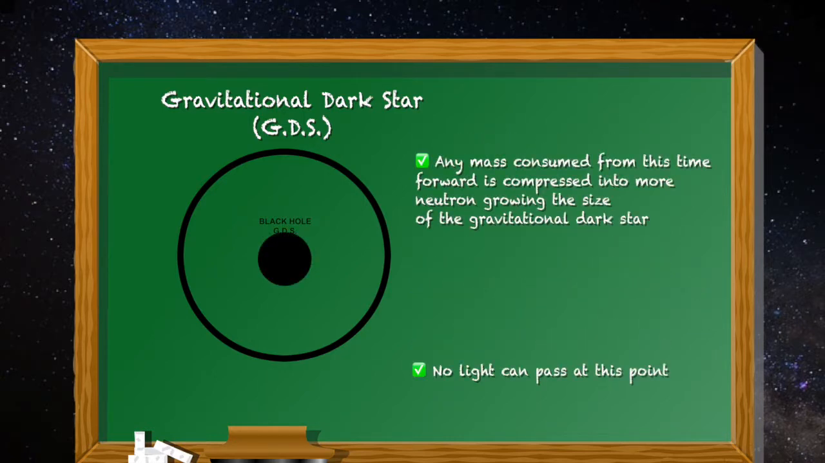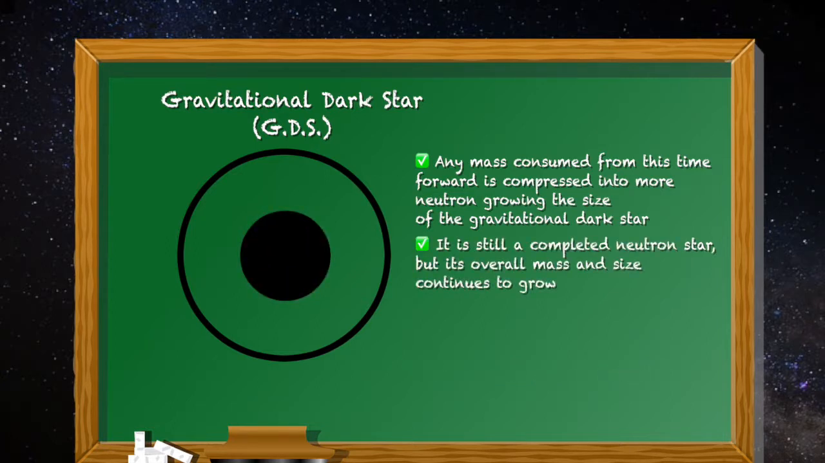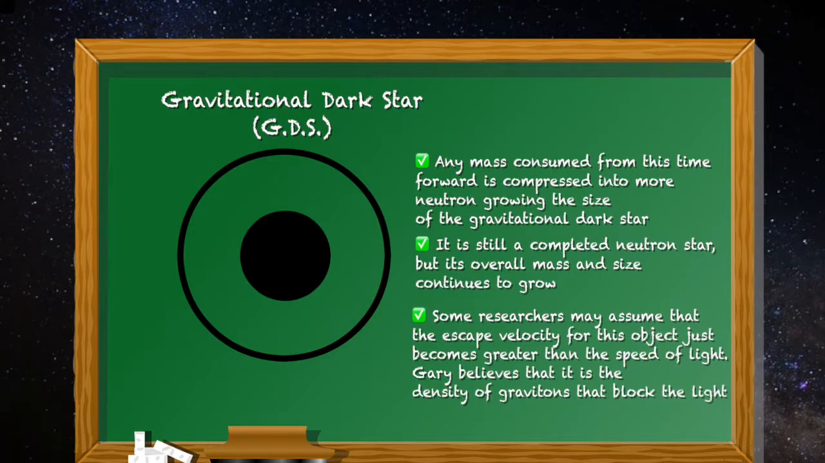Any mass consumed from this time forward is compressed into more neutrons, growing the size of the gravitational dark star. It is still a completed neutron star, but its overall mass and size continues to grow. Some researchers may assume that the escape velocity for this object just becomes greater than the speed of light, while Gary believes that it is the density of gravitons that block the light.